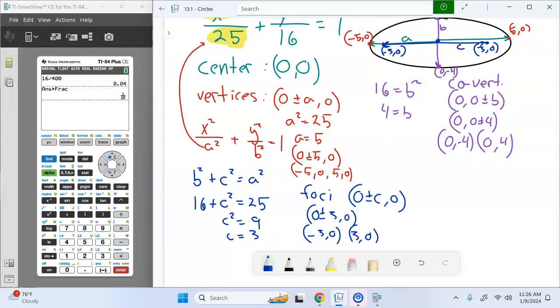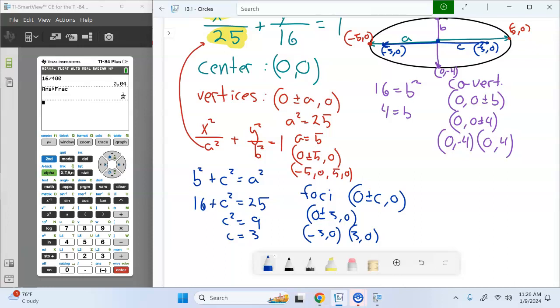Negative 3, 0, and 3, 0. So those are all our key points. Our center was at the origin. Our A value was 5, so we went left and right 5 to get our vertices. Our B value was 4, so we went up and down 4 to get the co-vertices. Our C value was 3, so we went left and right 3 to get our foci.